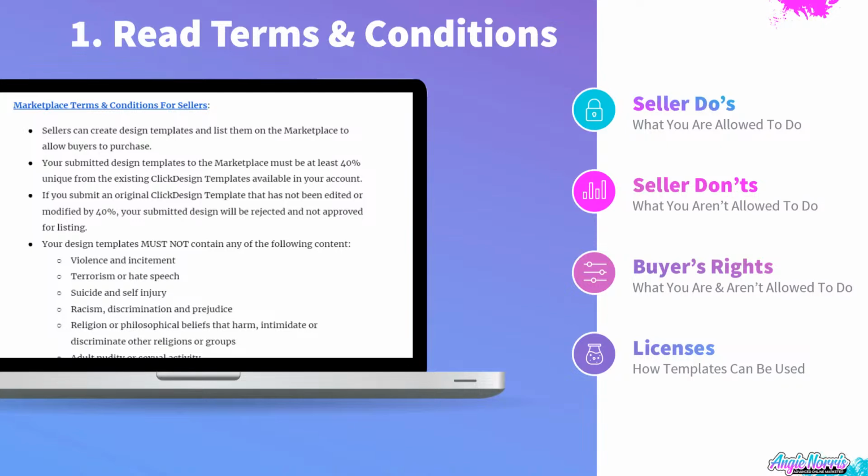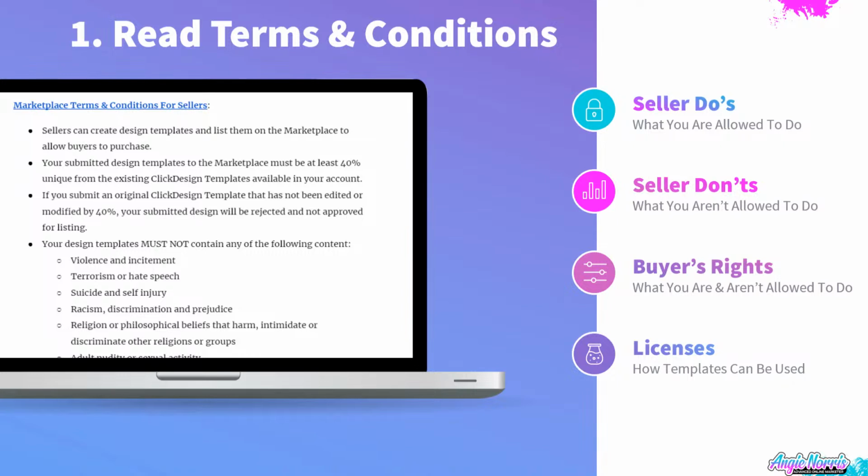So number one, let me go through these very quickly. But number one, you want to read the terms and conditions. This is very important. I think, as entrepreneurs, we got to make sure that we're following the rules, make sure that we're staying in our swim lane, so to speak. So there are terms and conditions, and I will show you those in a minute when we jump into the ClickDesigns platform, and I'm going to show you where to find this document. But there are sellers' do's and sellers' don'ts, right? You want to know as a seller, what are you allowed to do and what aren't you allowed to do?